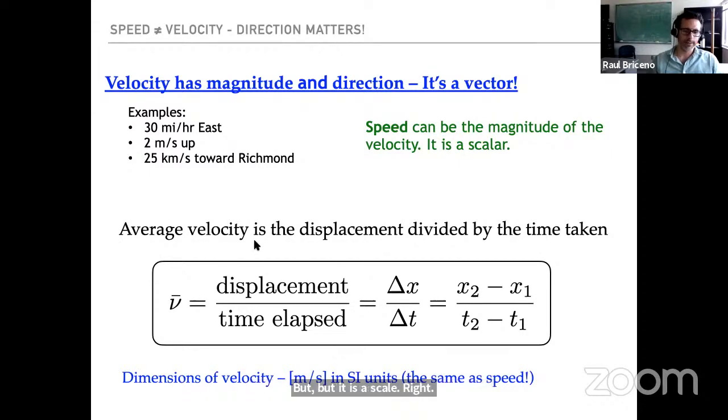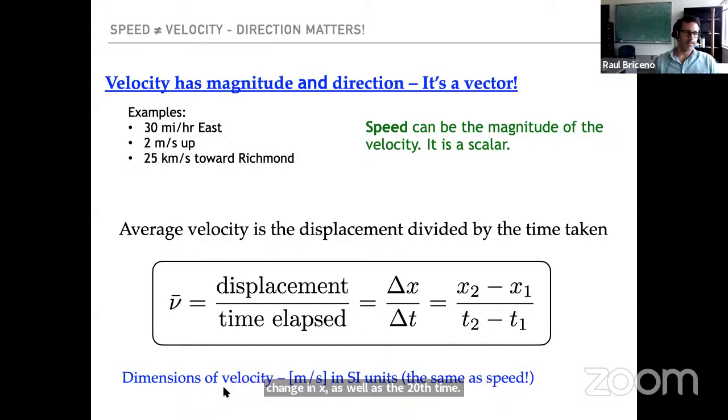And so the average velocity is defined as the displacement divided by the time it has taken for you to make that displacement. So the displacement is a vector, and you're dividing by a scalar, which is a time lapse, and so that's consistent. It would just be the difference in positions divided by the difference in time. Notice that we're using this delta notation for denoting the change in x as well as the change in time.